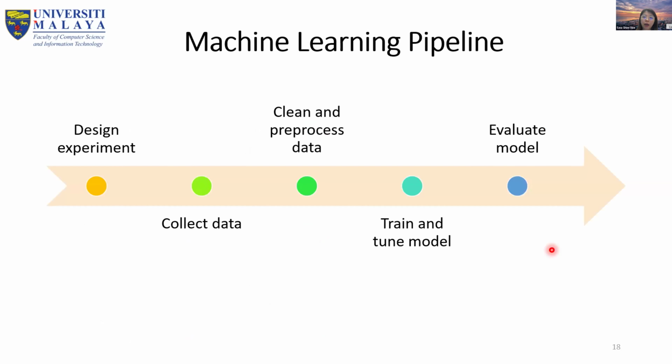So this is a machine learning pipeline. This is a standard pipeline where we always need to design the experiment first. After that, we identify what type of data we have to collect, and then move on to data collection. After the data collection, we need to clean and pre-process the data. After cleaning the data, then we do the training and tuning of the model. And lastly, we evaluate how good the model performance is.